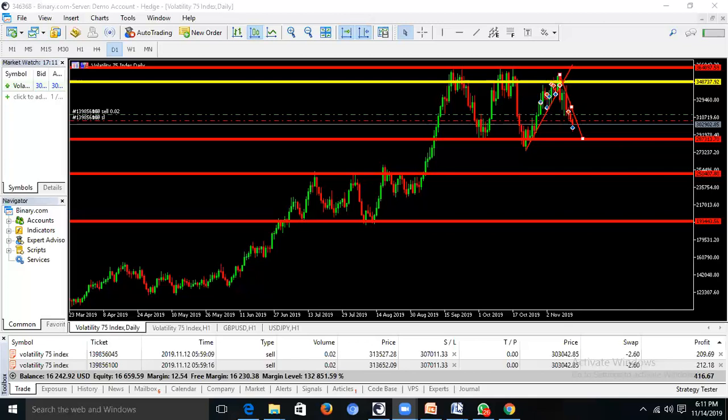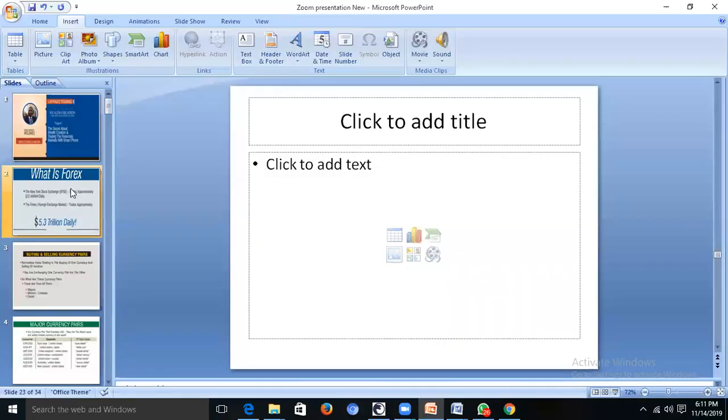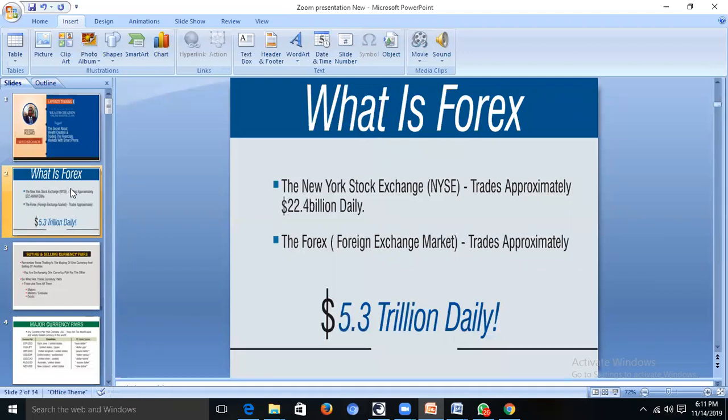So let me show my slide. All right. So Forex, as the name implies, is a foreign exchange. Forex is simply foreign exchange. When two currency pairs are exchanged, it is called Forex.